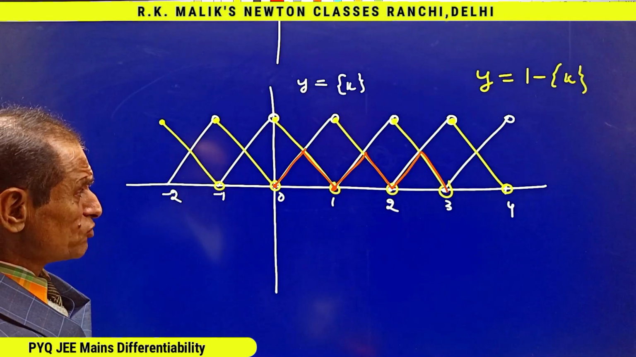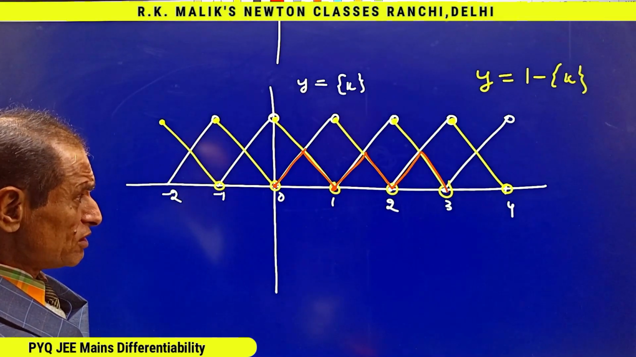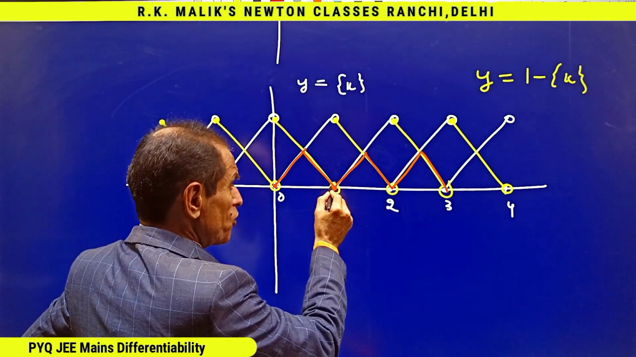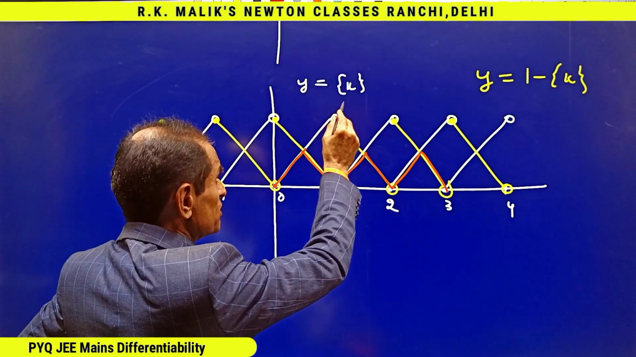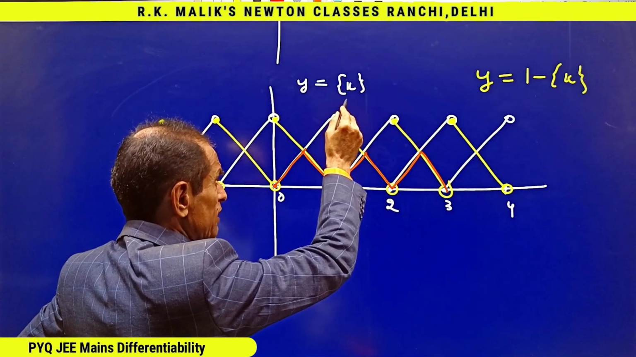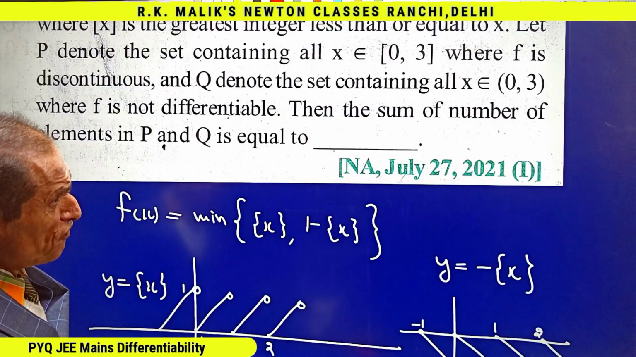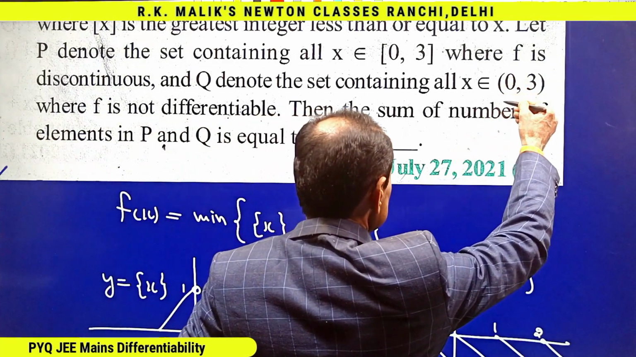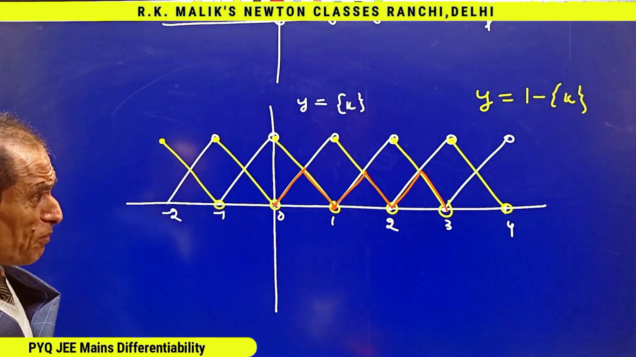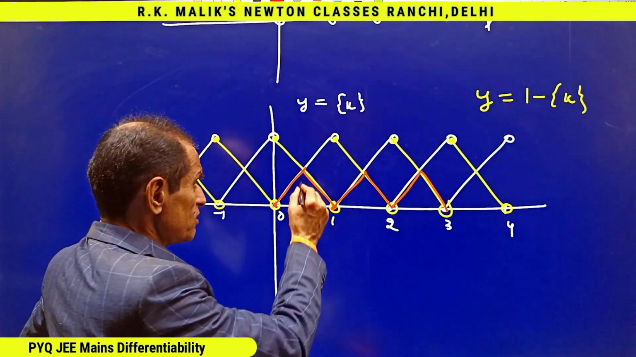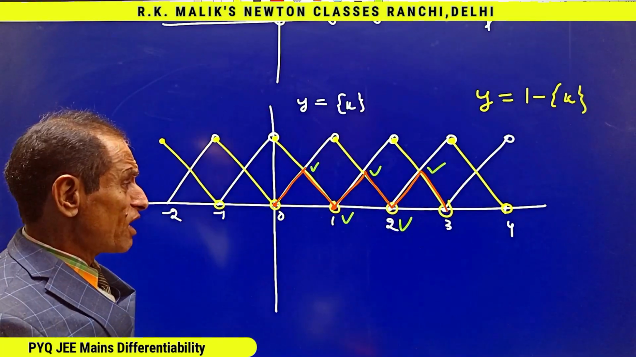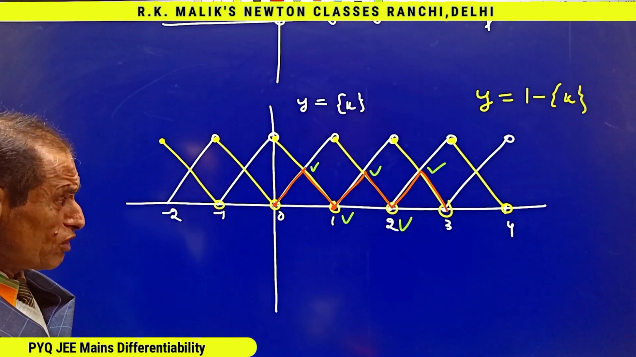It is clear that there is no point of discontinuity. Note that at this point it is continuous, because at 1 this is giving 0 and this is giving 1, and therefore I will be taking this value for x equal to 1. For differentiability, I have to take only the open interval 0 to 3. In the open interval 0 to 3, the points of non-differentiability are this one, this one, this one, this one, this one. That is, there are 5 points of non-differentiability.